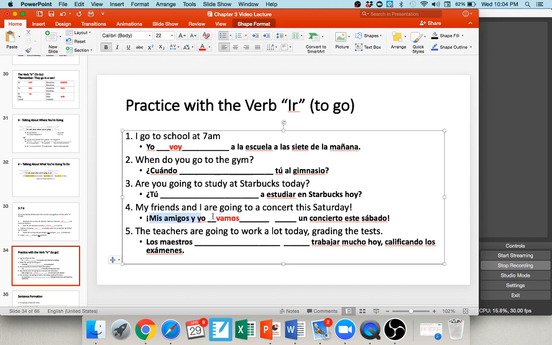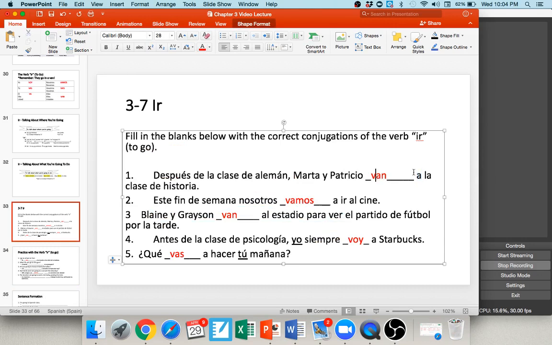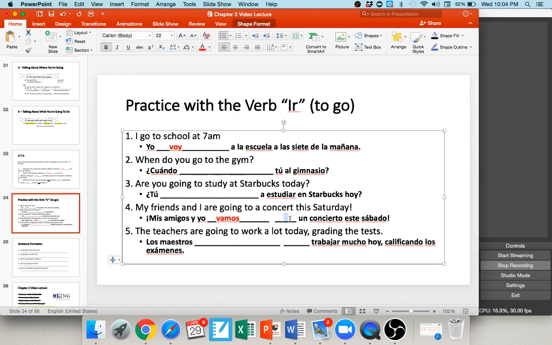But we can't just say mis amigos y yo vamos un concierto. Notice in all of these other questions that you had, there's an a coming after your ir word. Van a la clase. Vamos a ir al cine. Van al, which comes from a and el, van al estadio. Voy a Starbucks. Vas a hacer tu mañana. So in this case, you need to add an a because it doesn't make sense to say, my friends and I go concert. Do you go concert? You sound like you need to go English class, okay? So my friends and I, we are going to the concert. Vamos a un concierto. Don't forget your a. Okay? Same thing in number 5.